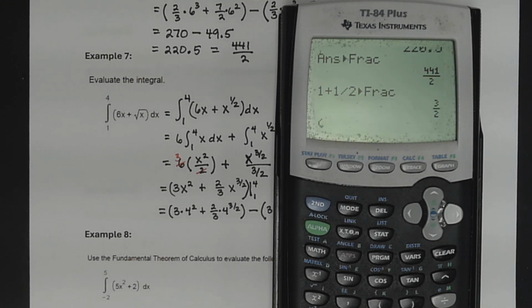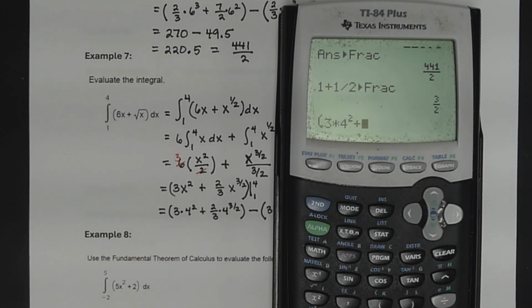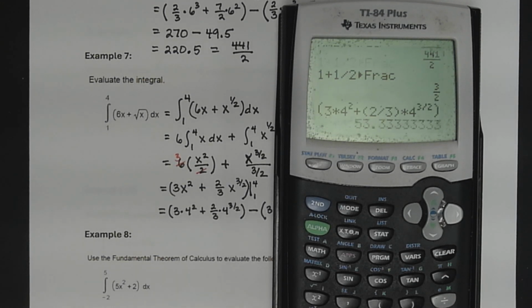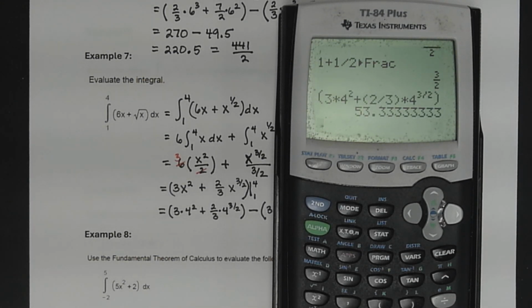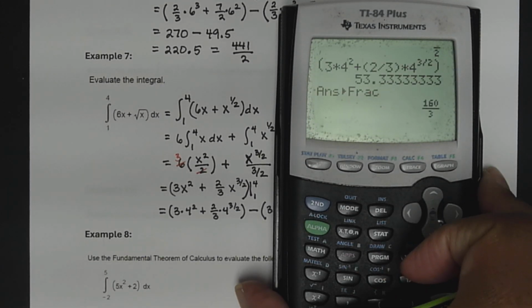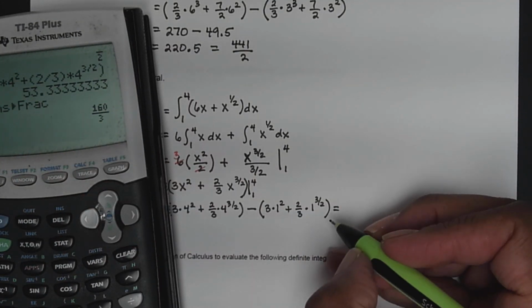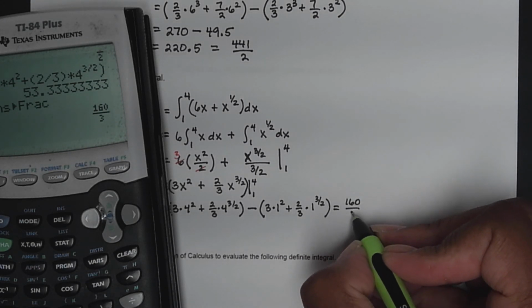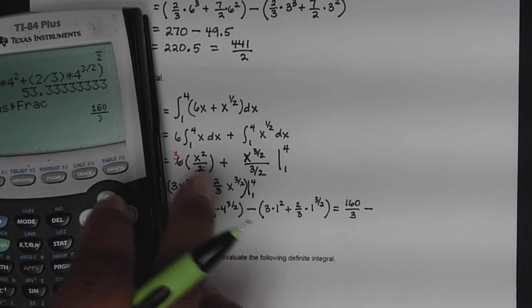I'm going to do left parentheses 3 times 4, and that's squared, plus, in parentheses 2 divided by 3, close parentheses, times 4, press the hat key for the exponent, 3 divided by 2. Then I'm going to close that parentheses. So the upper limit will have a value of 53.333, but I'm going to press the math key and select number 1 for fraction. That would be 160/3. And then minus our lower limit.